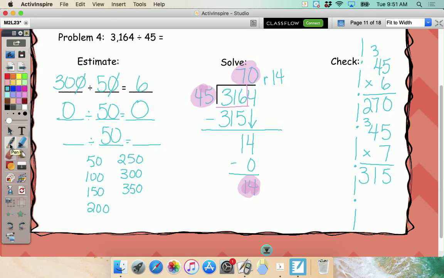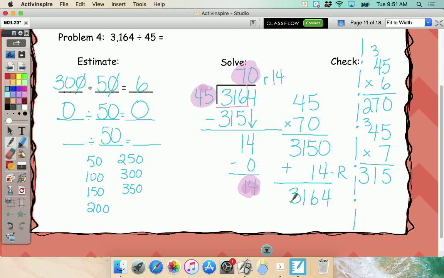Okay, so I think I'm going to do 45 times 70 in my head. Because I already know 45 times 7. What is it? And so then what do I just need to add to the end? A 0. Plus 14. Very good. 3,160. Okay. And let's go. Great.